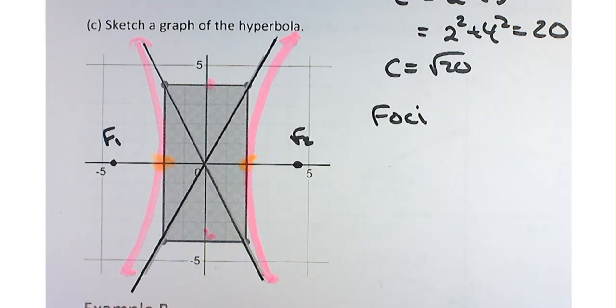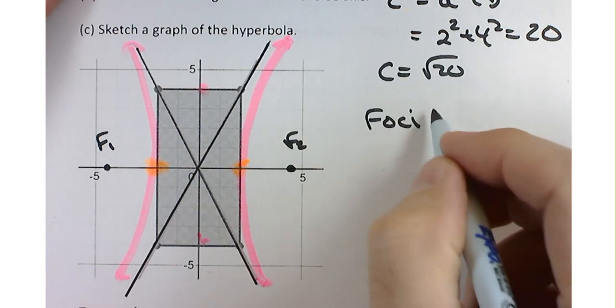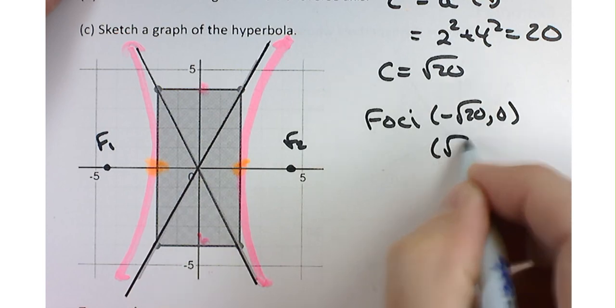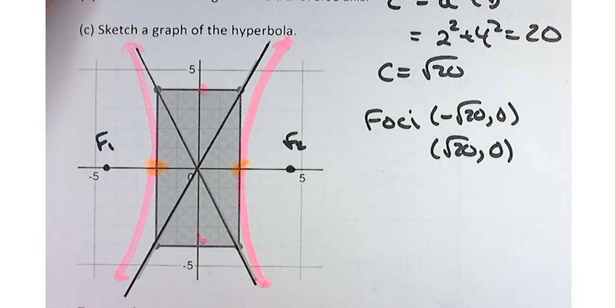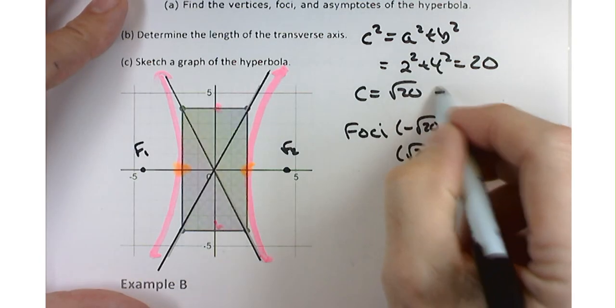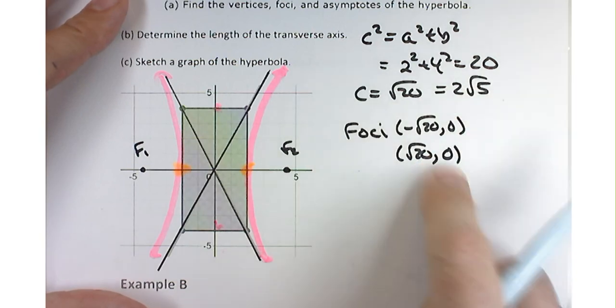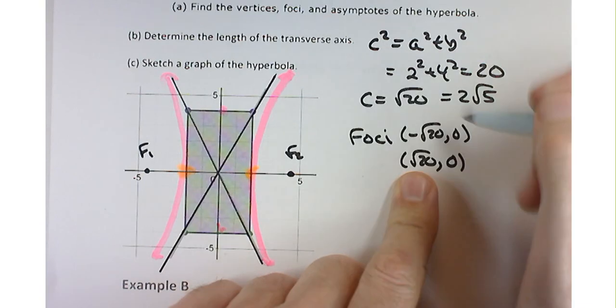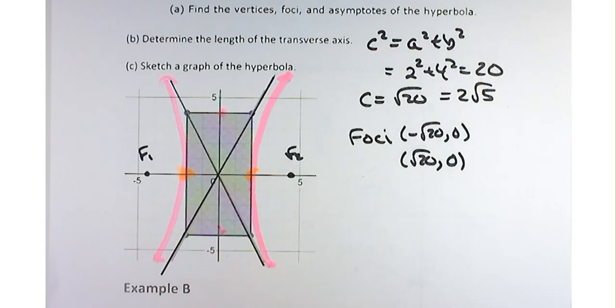What coordinates would those have? Jonathan, what coordinates would those have? It'd be negative square root of 20, 0, and then square root of 20, 0. Perfect. Now, I'm not really worried about the fact that you could write this as 2 square roots of 5. That's fine. Focus on other things on your exam rather than rationalizing a square root like that.